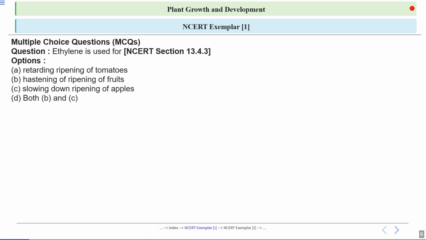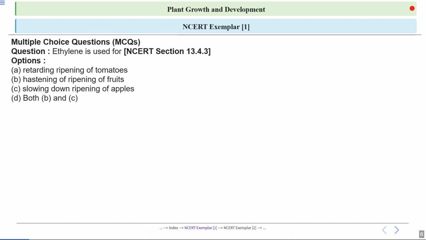Let us start today's session with the first question. The first question is, ethylene is used for. This question is coming from NCERT section 13.4.3, and the options are as follows. A. Retarding ripening of tomatoes. B. Hastening of ripening of fruits. C. Slowing down ripening of apples. And D option says both B and C.